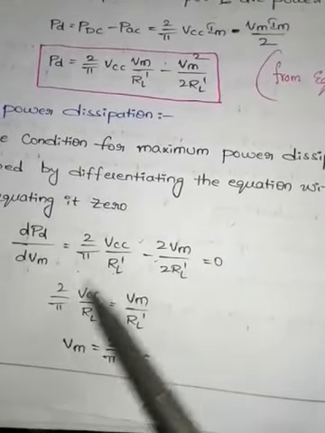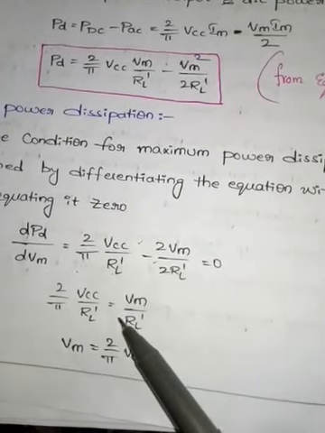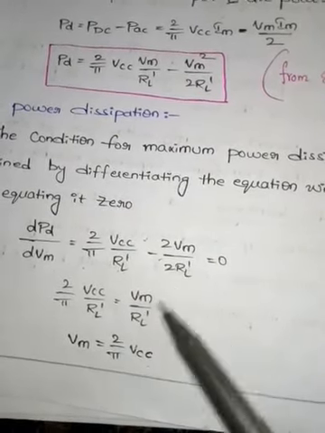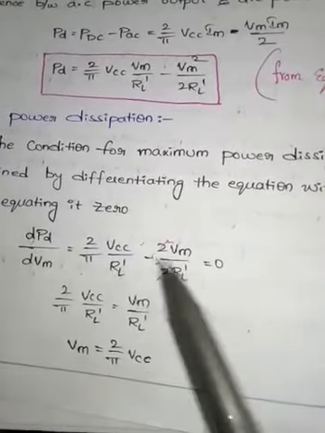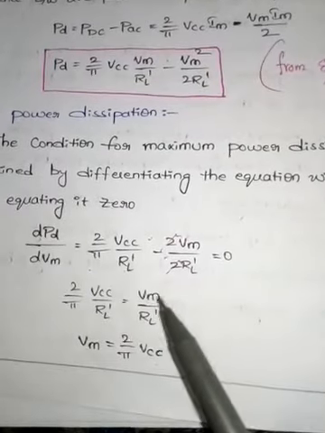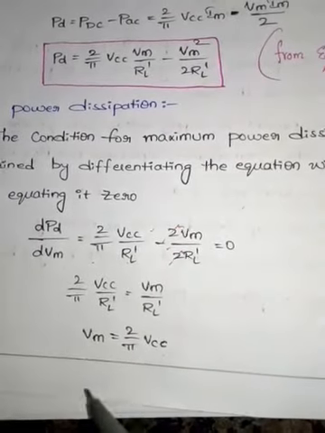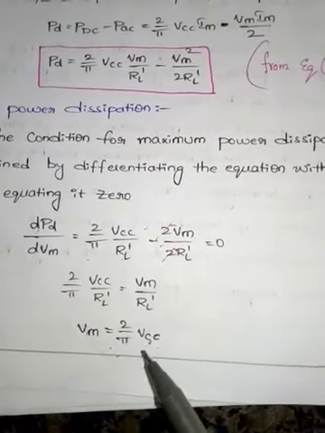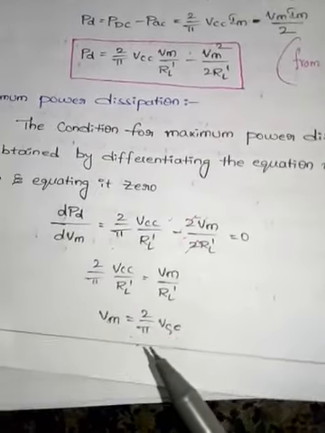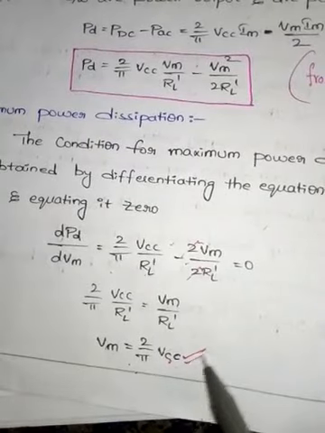So you will get 2 by pi VCC by RL dash equals Vm by RL dash. Here the 2 gets cancelled, and RL dash cancels on both sides. So Vm equals 2 by pi into VCC. Here we got Vm equals 2 by pi VCC.